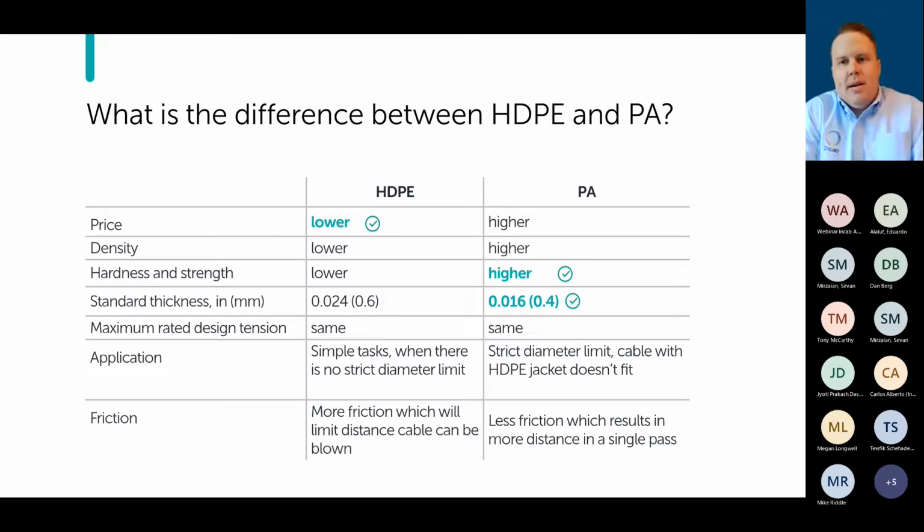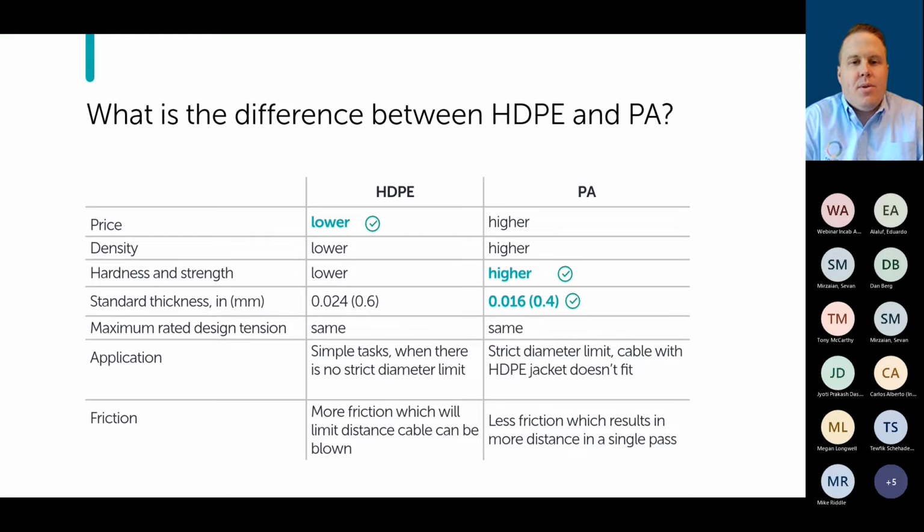So, HDPE and PA, right, our high density polyethylene and our polyamide. I mentioned HDPE is, for most people, going to tend to be the default, and that's for a couple of reasons. One, the price is lower. However, the density and the hardness of the PA is a lot higher. What that means from a workability standpoint is the HDPE is a little bit easier for the technicians to work with and to handle. So from a preference standpoint, people tend to go that route.